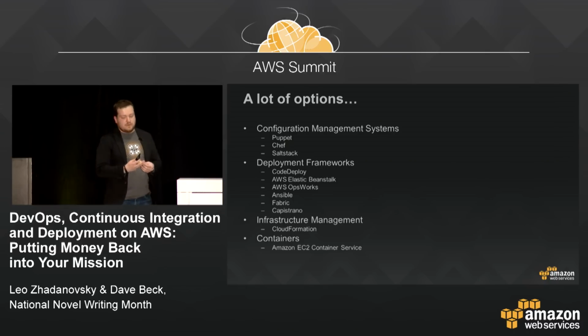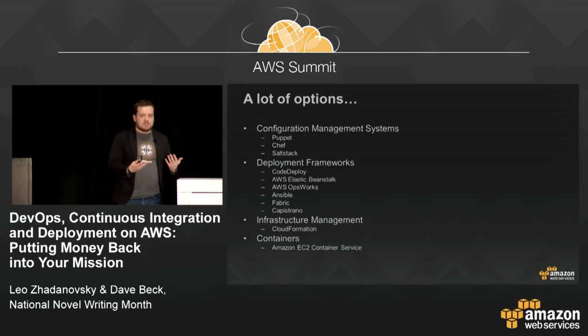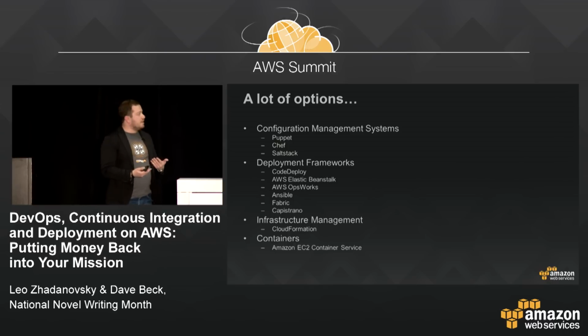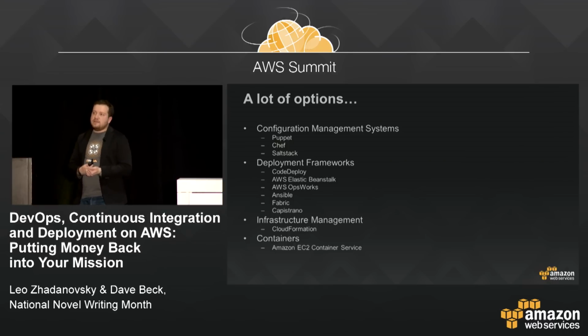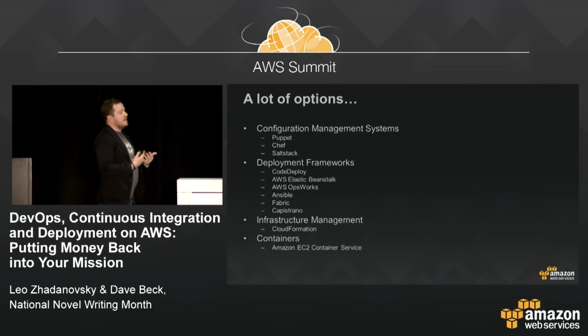Then there's deployment frameworks. So how do you actually deploy your code onto your instances? Again, one strategy is you could just build new instances every time you deploy. But if you don't do that, you can use AWS CodeDeploy. You can use Elastic Beanstalk, OpsWorks, and a lot of other third-party utilities out there as well. Then there's infrastructure management. So how do you actually manage things above the operating system level?